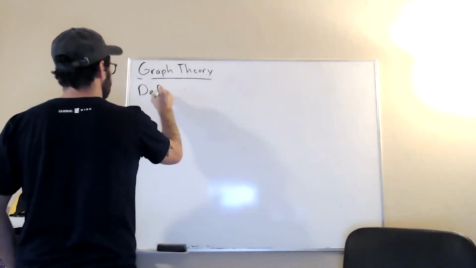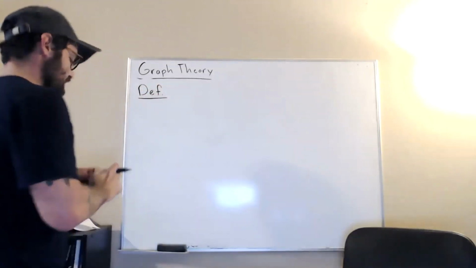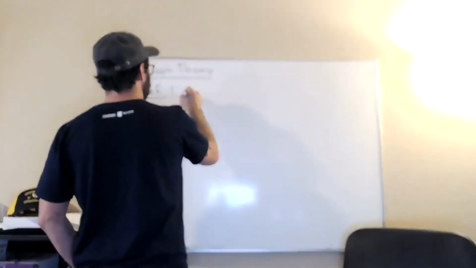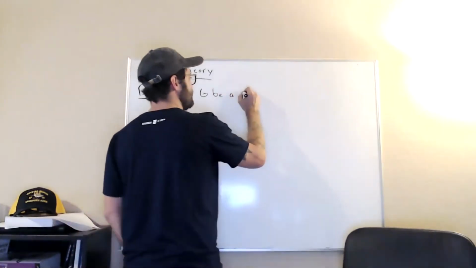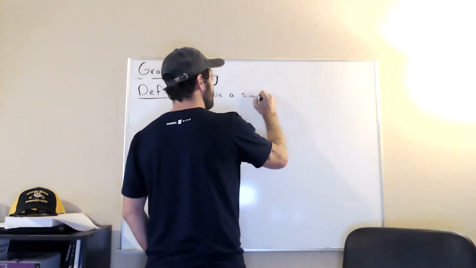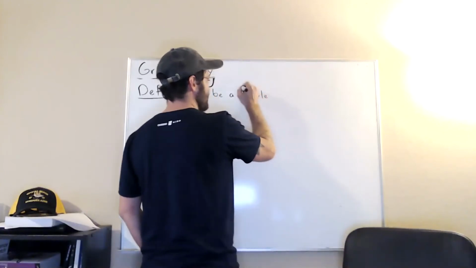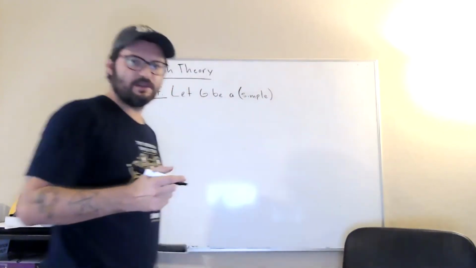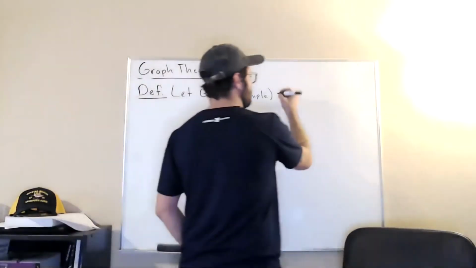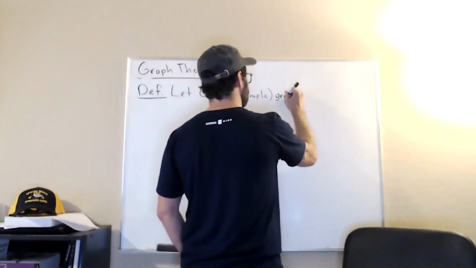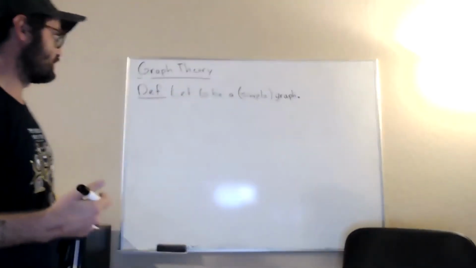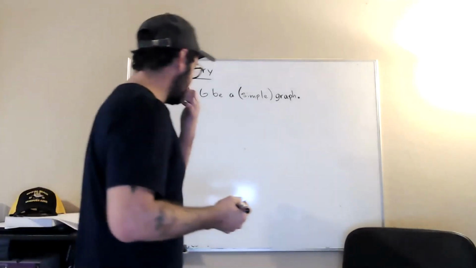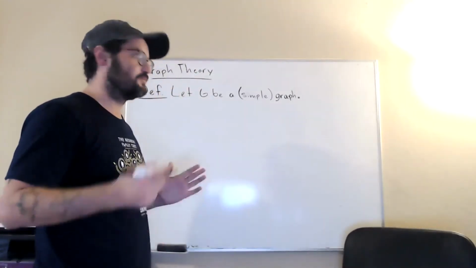Okay, so definition. Let G be a simple graph. I'm not going to write simple graph all the time. We're just going to assume that all graphs in question are simple. Now we're going to get down some terminology that we need to study graphs. All of the definitions I'm about to write down are very important. Please write them down.